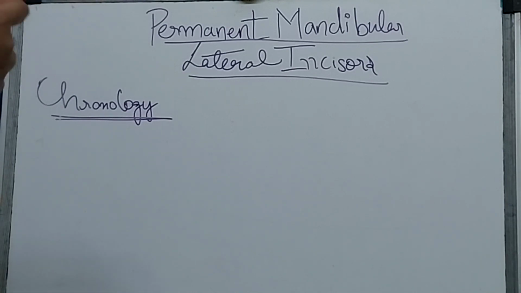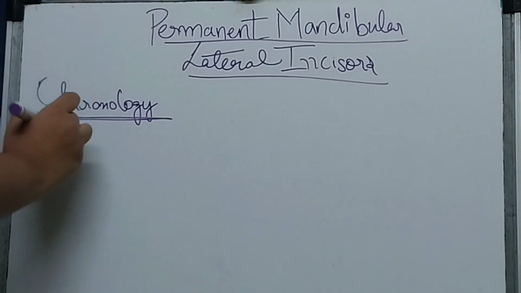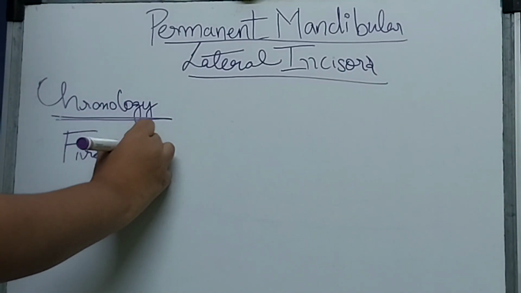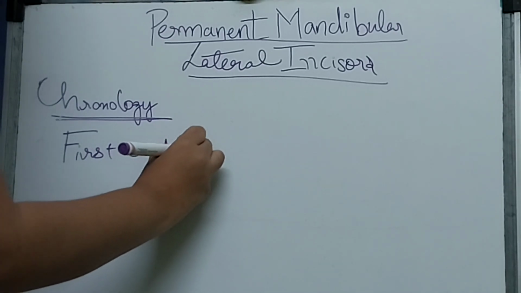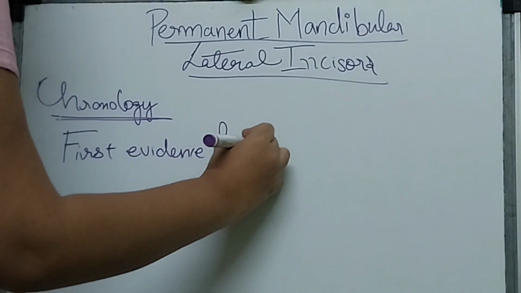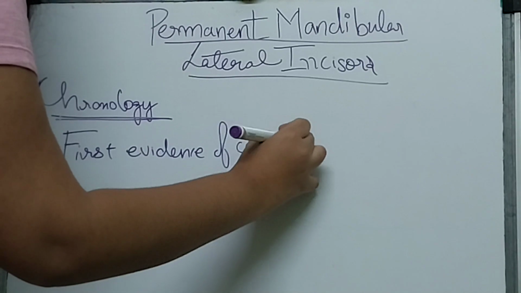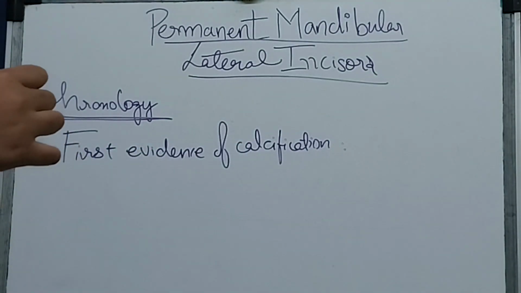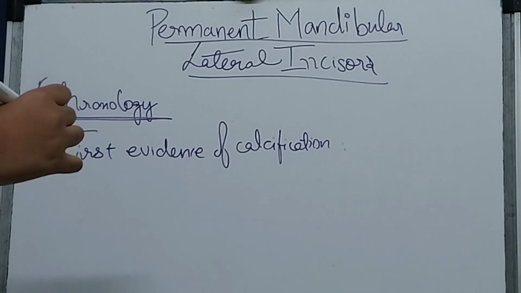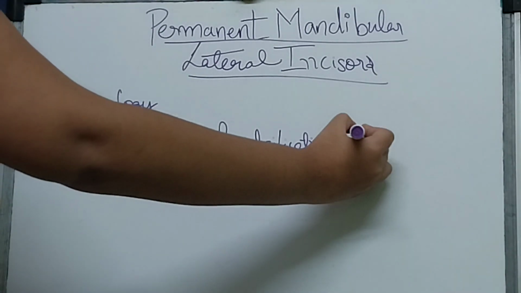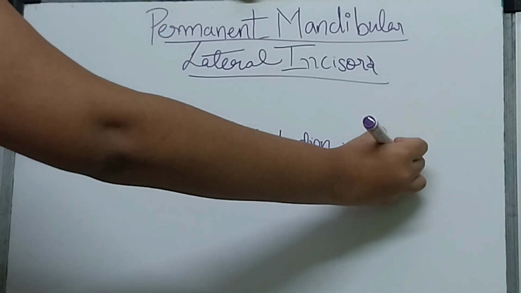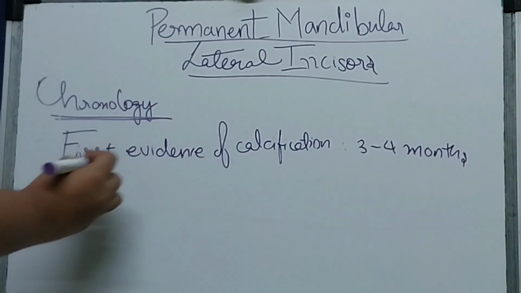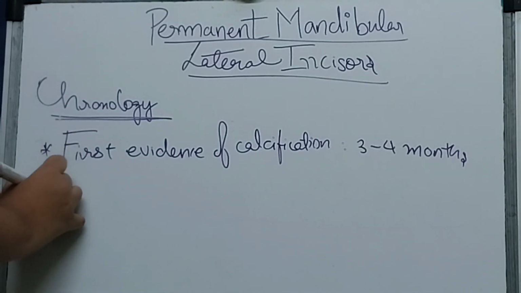So basically, what is the first evidence of calcification? Okay, so the first evidence of calcification was 3 to 4 months.